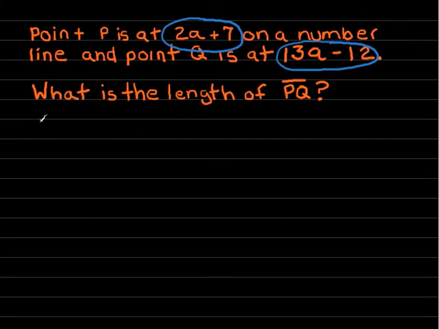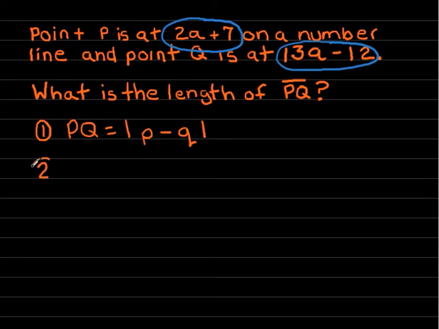So as before, we'll start with step number 1, by writing the definition of segment length. So the length of segment, in this case PQ, is equal to the absolute value of little p, that's the position of point P, minus little q, and that's the position of point Q. So that's step 1. I wrote the definition of segment length.